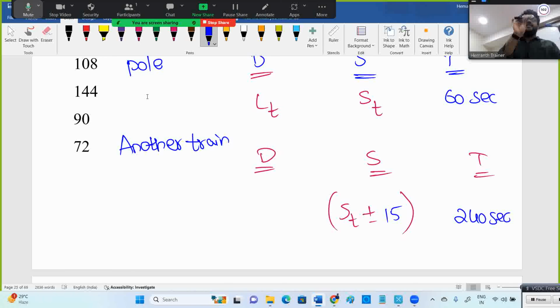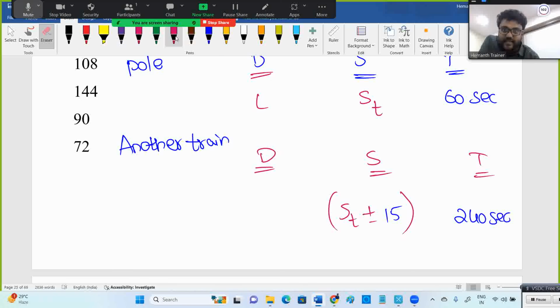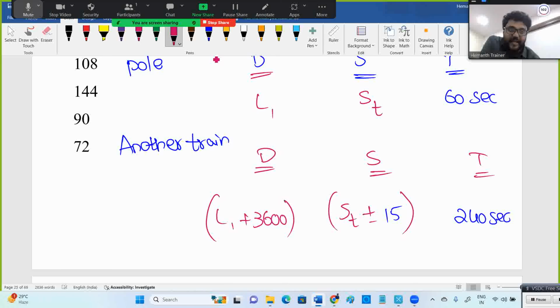So again, I'm freezing this to understand the distance properly. First, train 1 is covering train 2. This is the same direction, so the distance is L1 plus L2: train 1 length plus train 2 length. First one is the train 1 length. Train 2 length they have given already: 3600 meters.